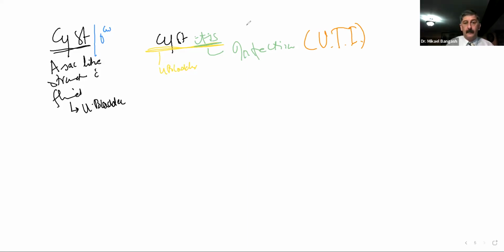Now, the great majority of UTIs start from the bladder. So that's cystitis, bladder infection. You can say it's the beginning of a UTI, urinary tract infection.